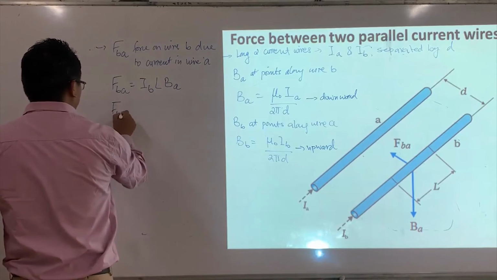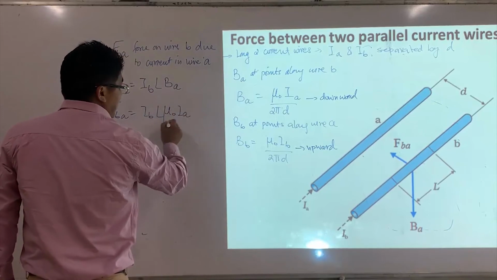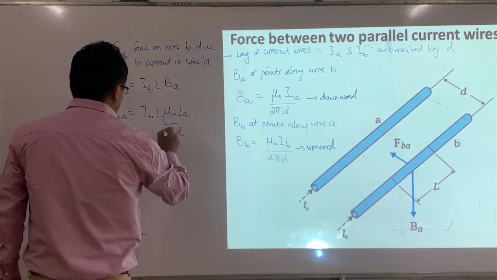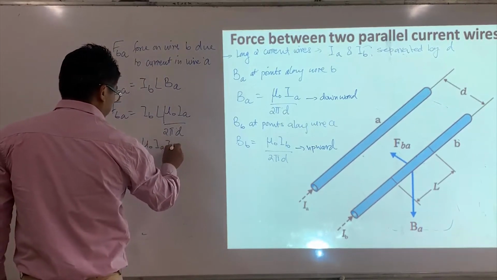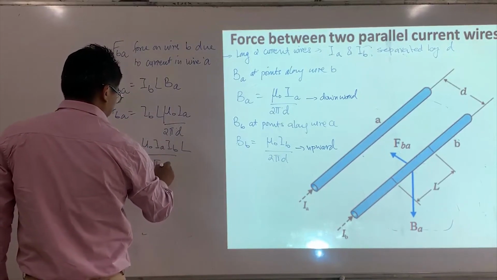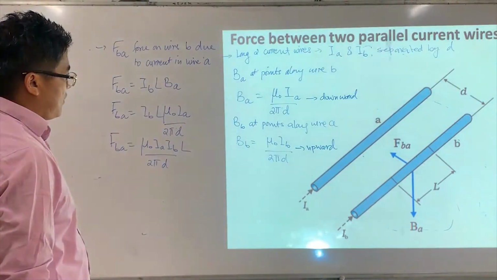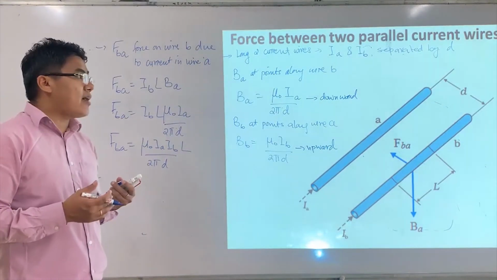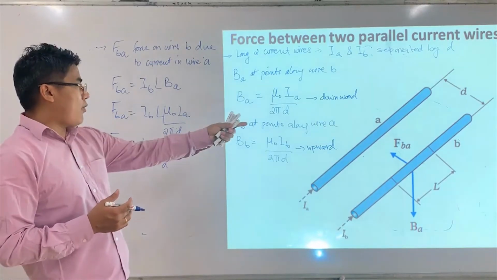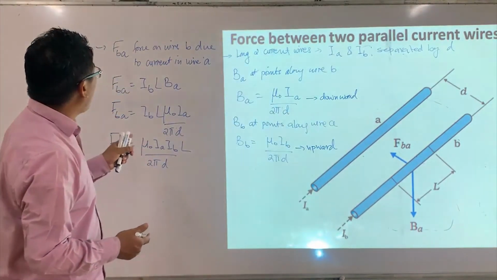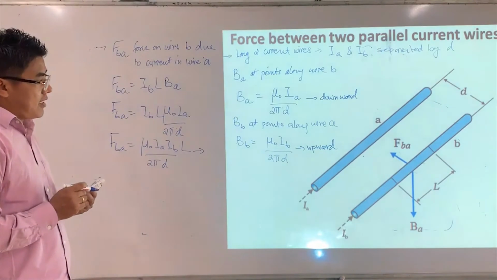Now this is what I have: I_B L, and what is B_A? This is mu naught I_A divided by 2 pi D. This is the force on wire B due to current in wire A. Again I say, this is the force on wire B due to the magnetic field due to wire A. And now let's find out the directions.